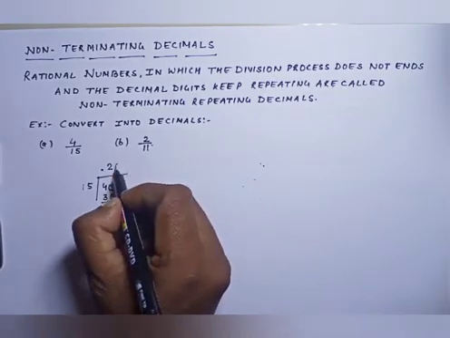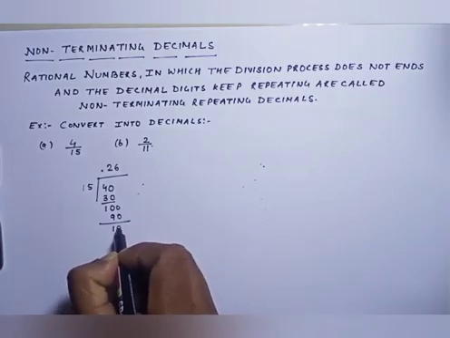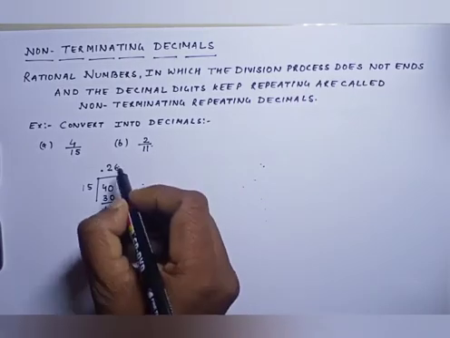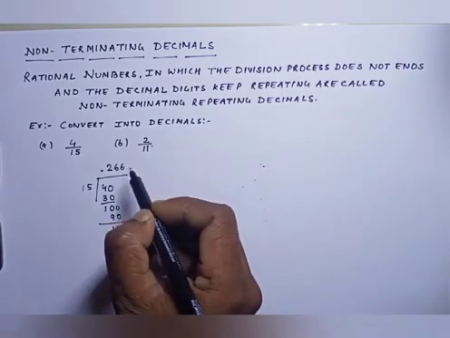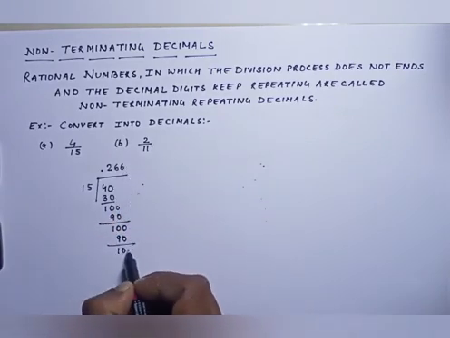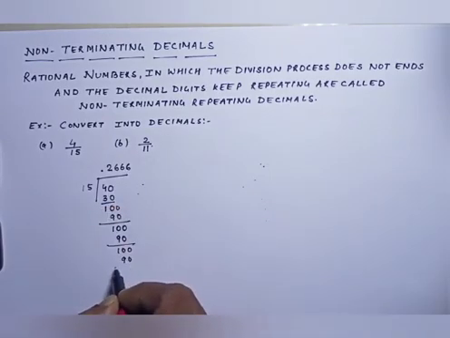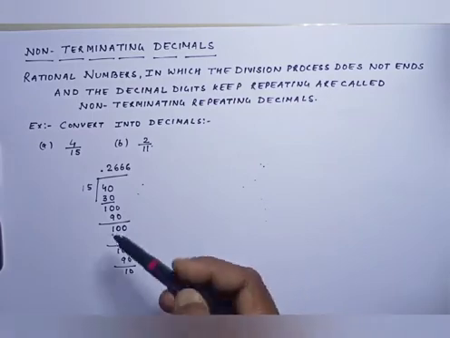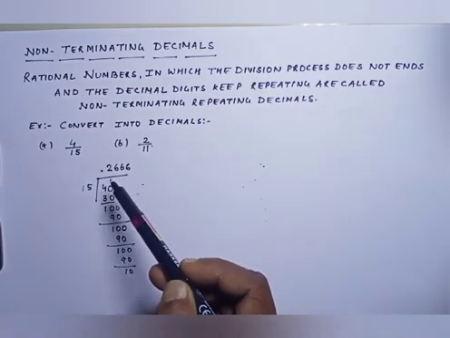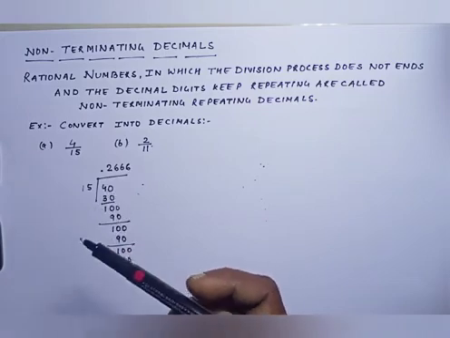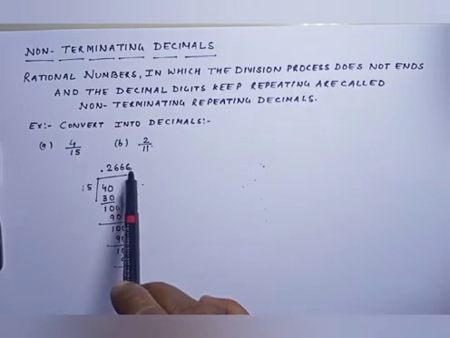15 6s are 90. Again if I add 0, 15 6s are 90. Again I add 0. What will happen? 15 6s are 90. So you can see that the number is repeating again and again. So this is called non-terminating decimals. We can see that the number 6 is repeating again and again.